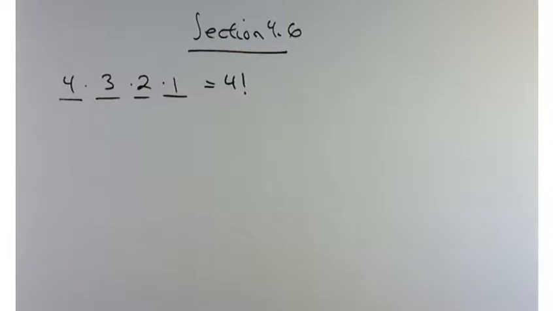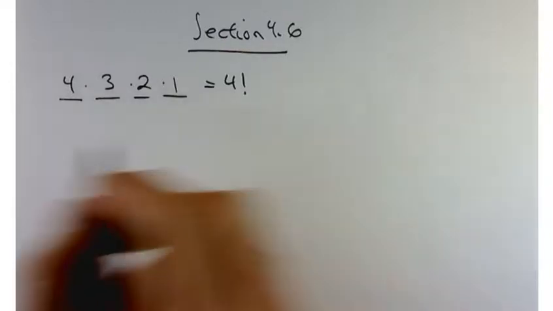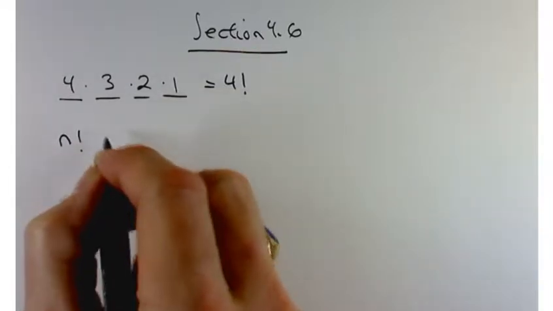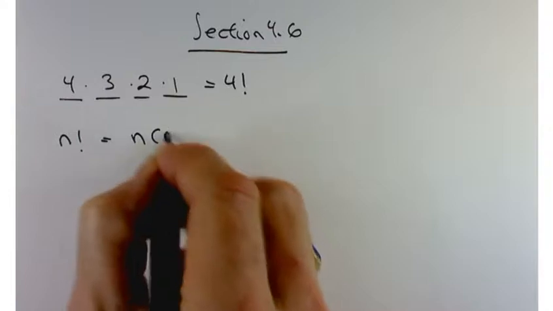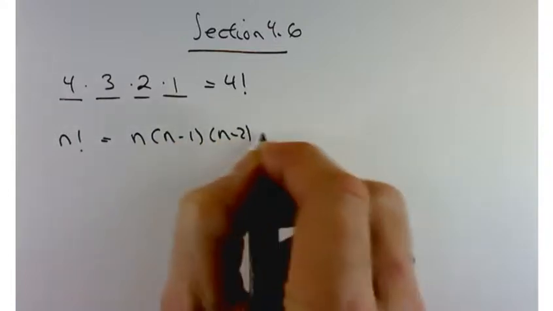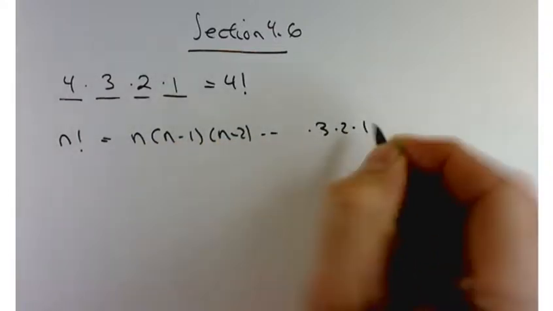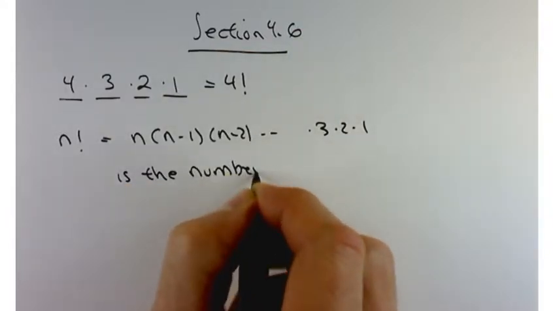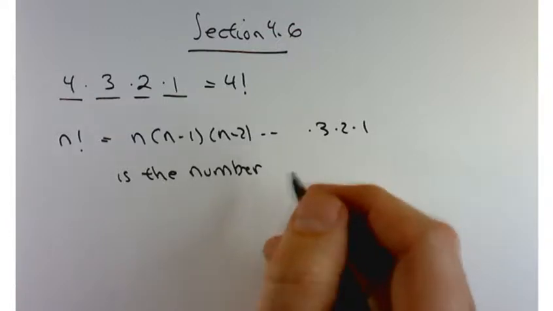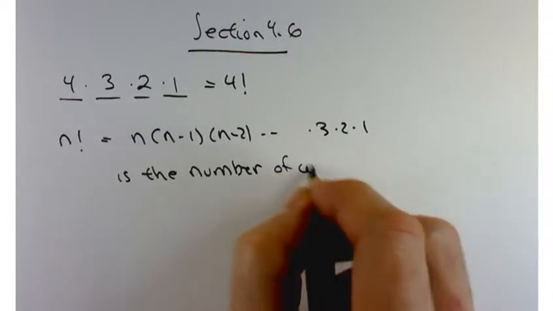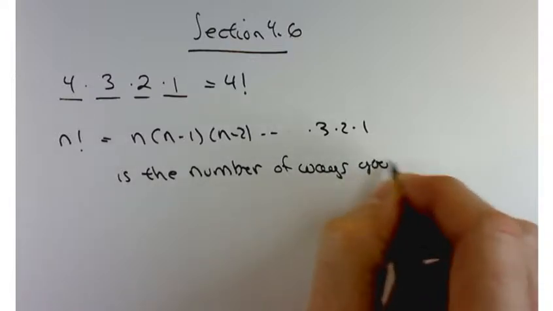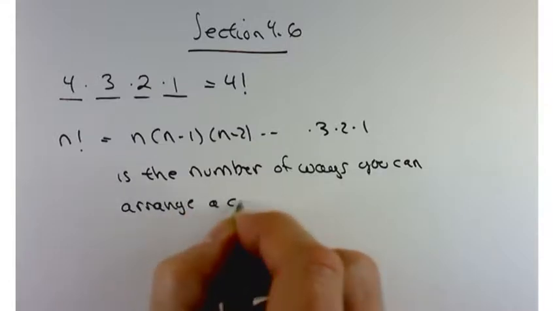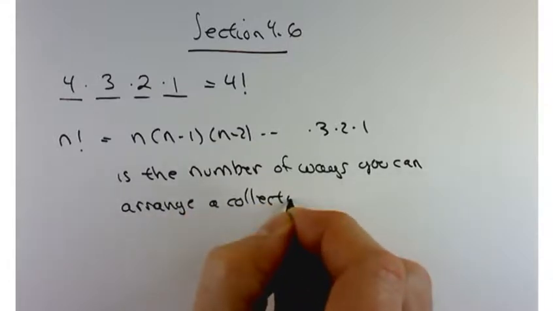But 4 factorial is a convenient notation. It's the number of ways you can arrange a group of 4 objects. And in general, n factorial is n times n minus 1 times n minus 2, etc., all the way down to 3 times 2 times 1. It is the number of ways you can arrange a collection of n objects.